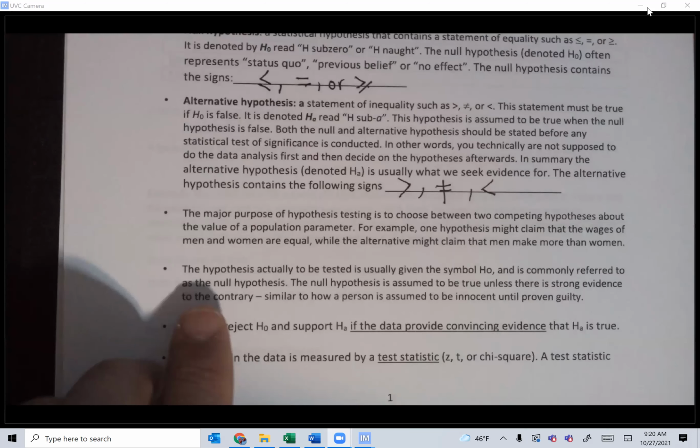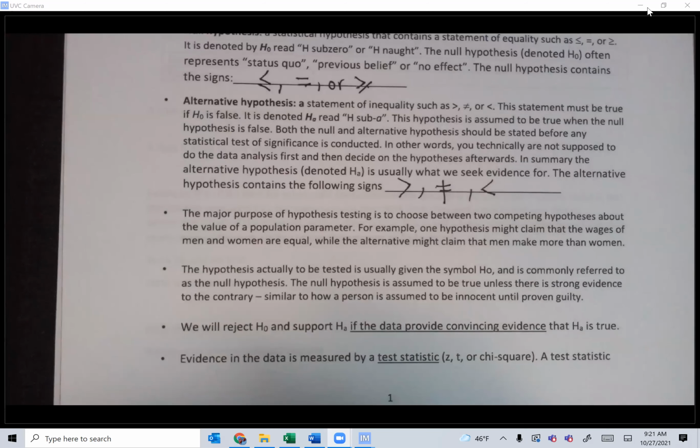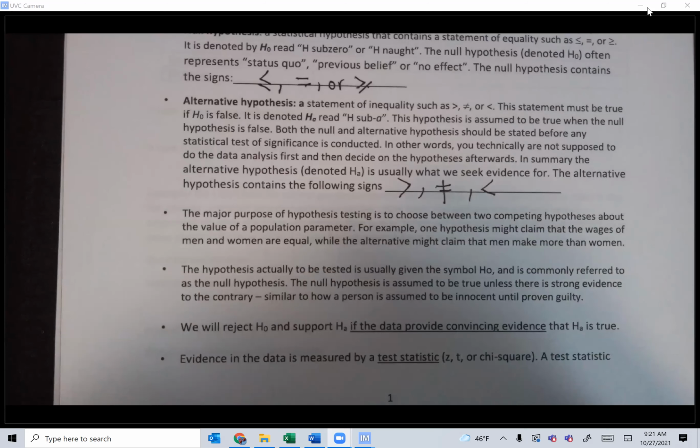The hypothesis actually to be tested, whether it is still true or not true anymore, is usually given the symbol H0, which is the null hypothesis. The null hypothesis is assumed to be true unless there is strong evidence to the contrary. So this is how we're going to perform hypothesis testing, guys. We assume that our previous belief, the status quo, is still true. And then if we collect enough evidence otherwise, then we say it's not true.